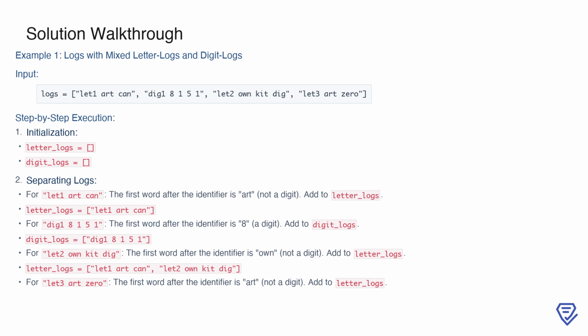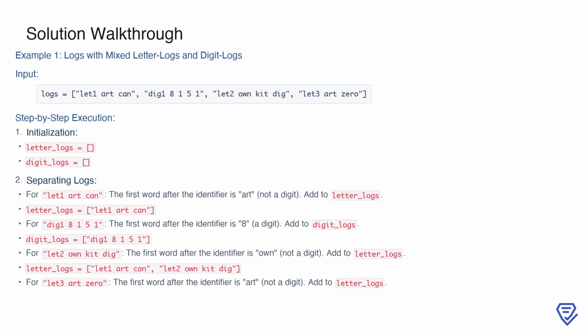For the first log, let1 art can, the content after the identifier is art can, which is not numeric. So, it is identified as a letter log and added to the letter_logs list. Next, for dig1 8 1 5 1, the content begins with 8, which is a digit, so it is classified as a digit log and added to digit_logs. We continue this process for the remaining logs. let2 own kit dig is recognized as a letter log and added to the letter_logs, and let3 art zero is also identified as a letter log, completing the separation step.